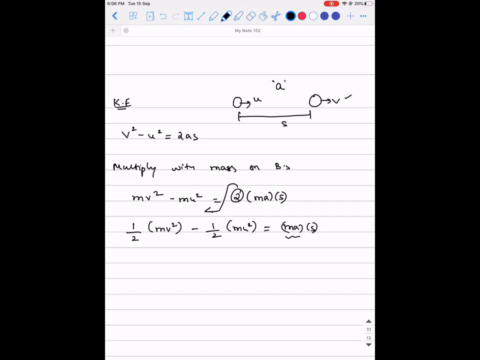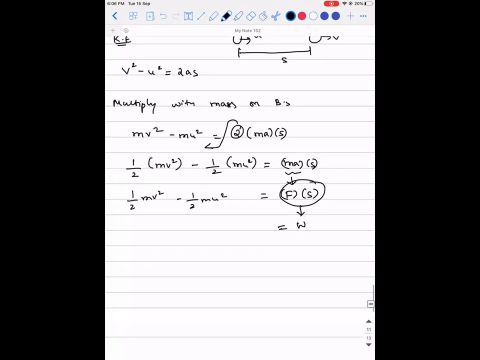What is m into a? It is f. s is displacement. This will be equal to half mv square minus half mu square. Force into displacement is what? Sir, work. Yeah. Could you explain from first for kinetic energy?